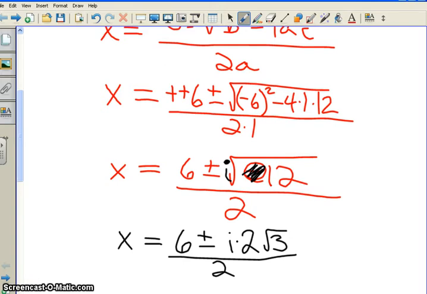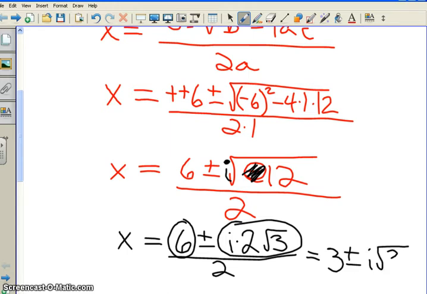And now notice, this is our unsimplified answer here. We can still take this a little bit further. Both parts of this numerator are divisible by the 2 that's in the denominator. So I'm going to simplify this. 6 divided by 2 is 3, plus or minus 2i radical 3 divided by 2 is going to be 1i radical 3. So the two zeros of this parabola would be 3 plus i radical 3 and 3 minus i radical 3.